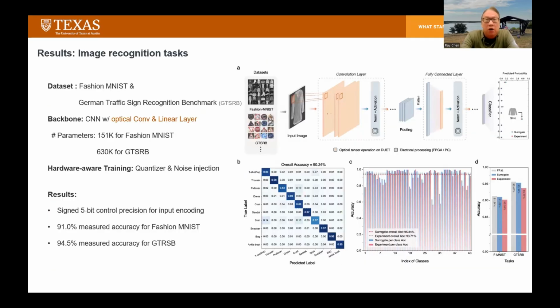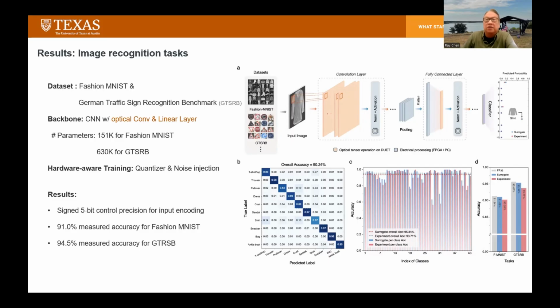To evaluate how well this design generalizes across different artificial intelligence architectures, we ran several experiments with different datasets, starting from the basic fully connected layers and the convolution layers, as shown in this chart. We evaluated two benchmarks, Fashion MNIST and the German traffic sign datasets.